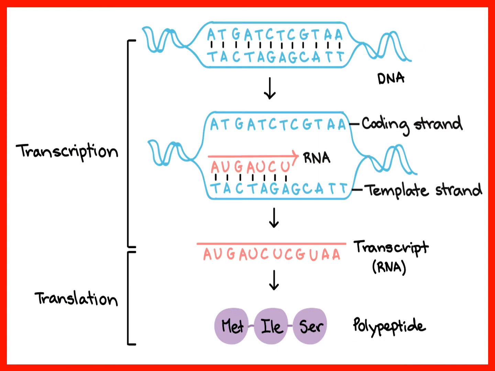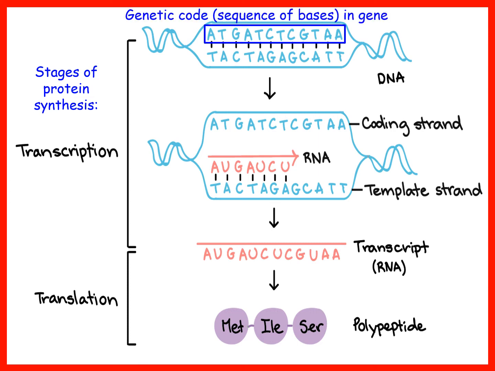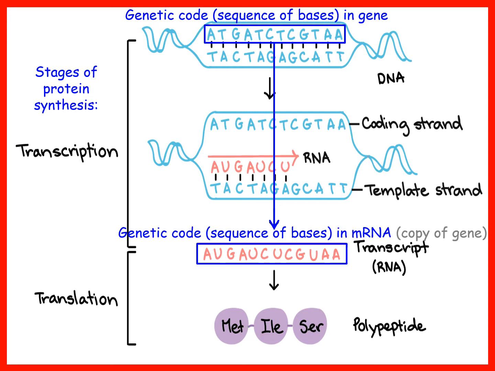Now, when you're making proteins, which is protein synthesis, there are two stages. There's transcription, then translation. In transcription, you start off with your genetic code, which is the sequence of bases, the order of bases in the gene, and then you make a copy of that, and that copy is called mRNA. And you can see in the mRNA, you've still got the genetic code, you've got the sequence of bases. So the whole point of transcription is to make a copy of the genetic code, but this copy is called mRNA.